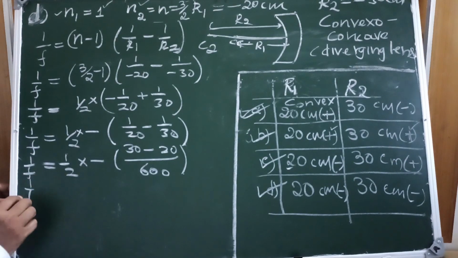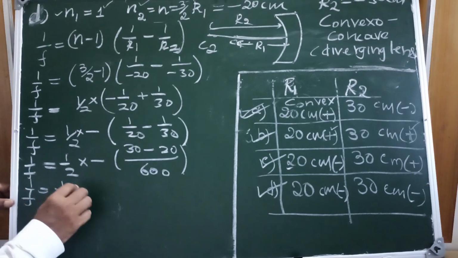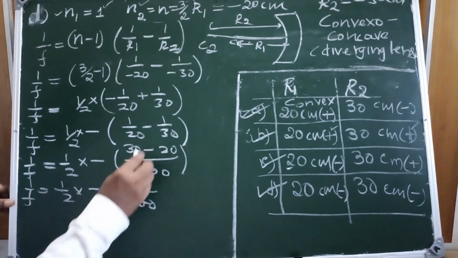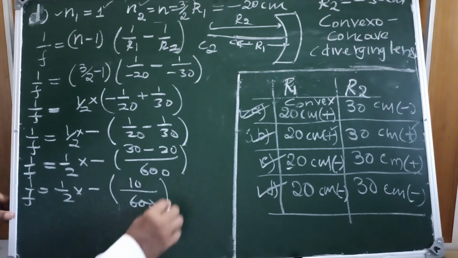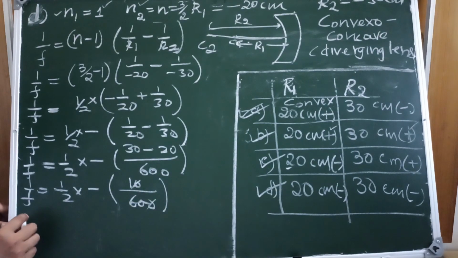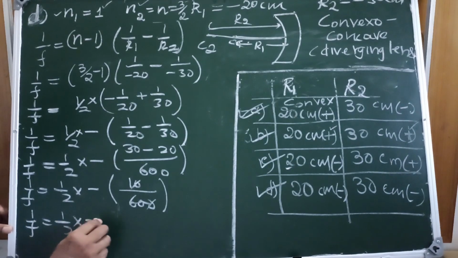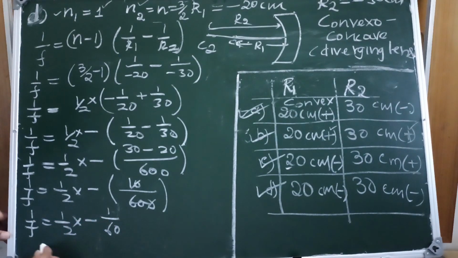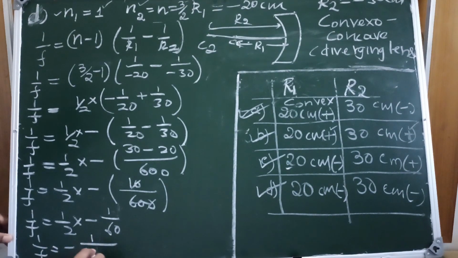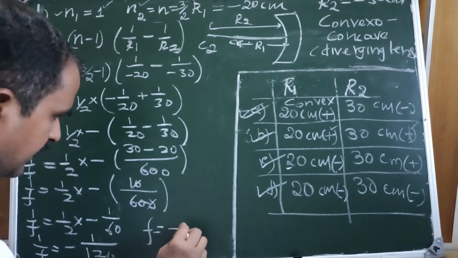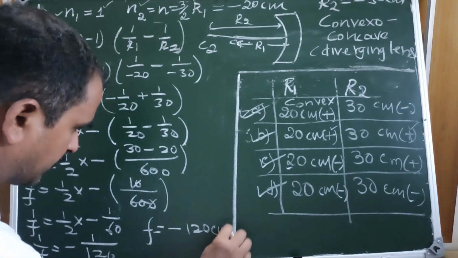Then you can write 1 by f is equal to 1 by 2 multiplied by minus 600, 30 minus 20 is 10. Again the 1 cancels here. You are getting 1 by f is equal to 1 by 2 into minus 1 by 60. So you can write here 1 by f is equal to minus 1 by 120. So focal length you are getting f is equal to minus 120 centimeter.